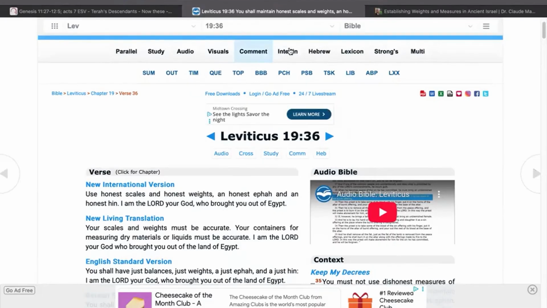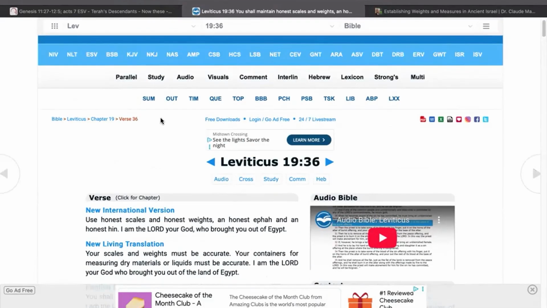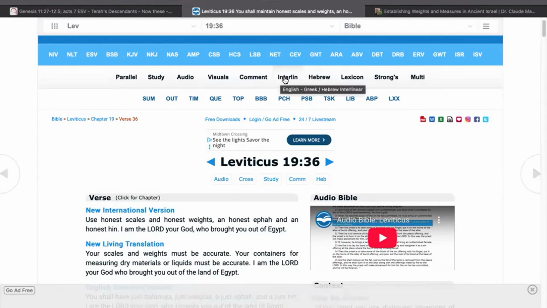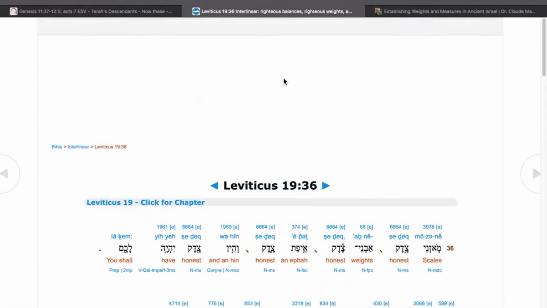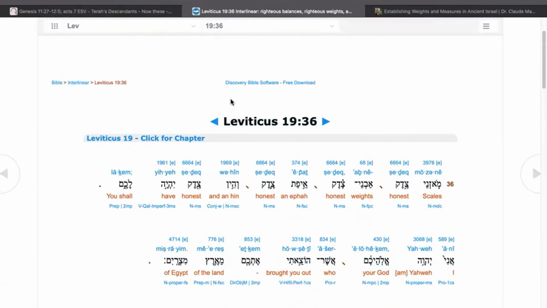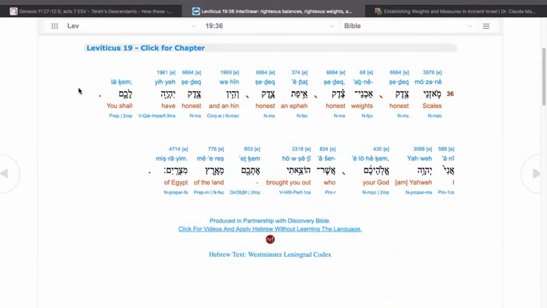And on here, there's what's called an interlinear Bible, where there's the English on one level, and then the Hebrew or the Greek or the Aramaic on another level. And so you can see how it's being translated. Here they have a link where you can go to the Analytical Bible, and you can read it. So remember, Hebrew reads from right to left. So you have scales, honest, weights, honest, ephah, honest, and hin, honest, you shall have.